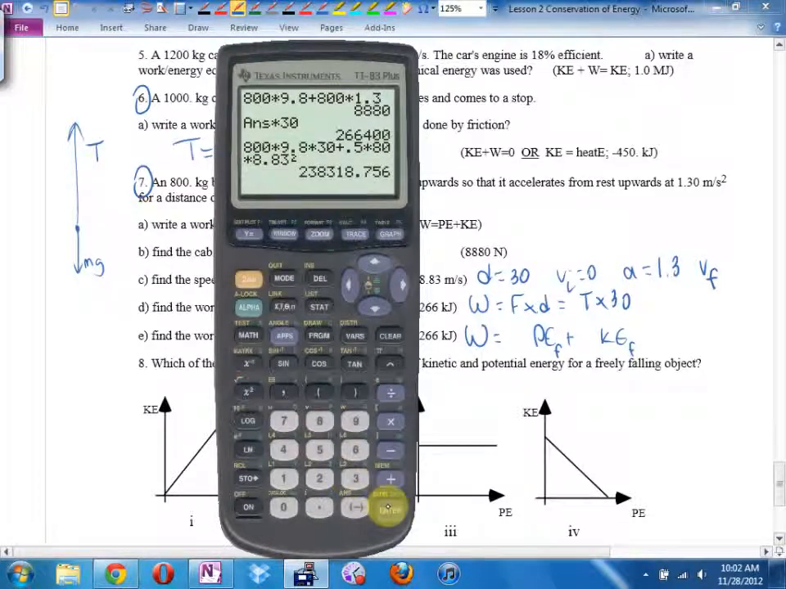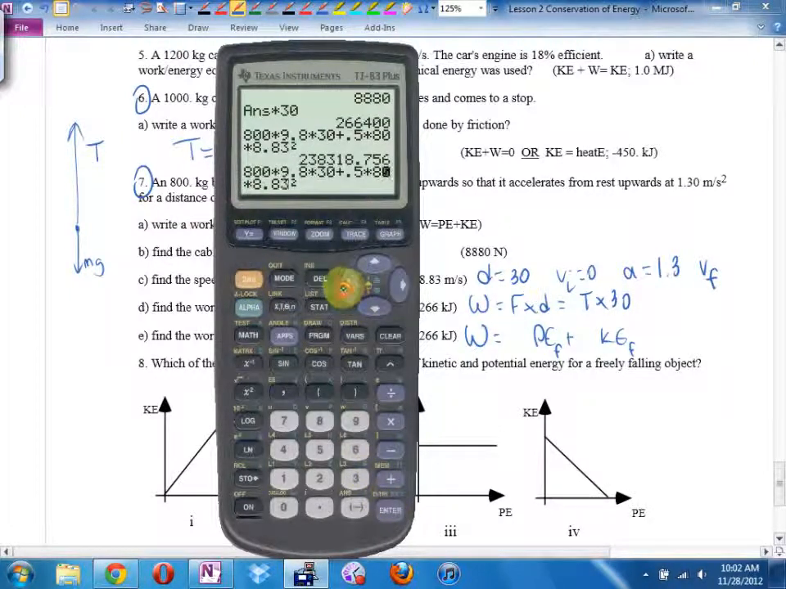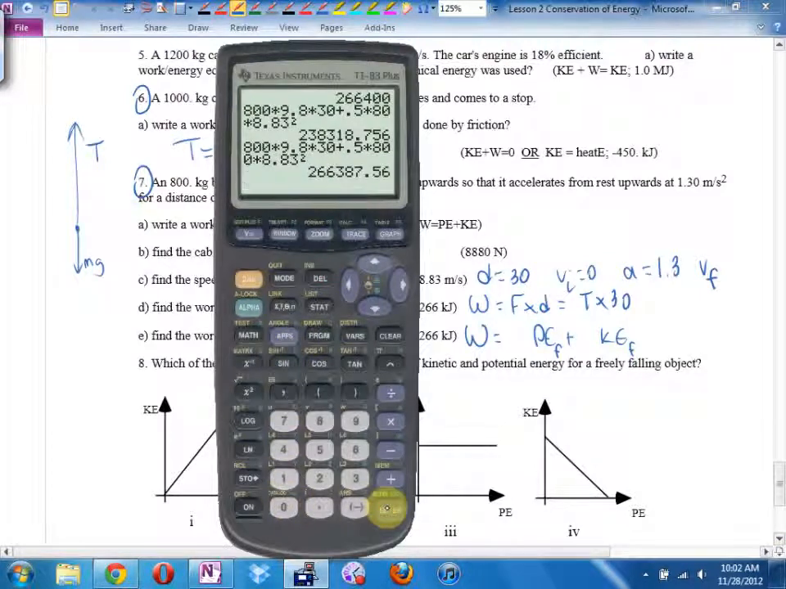And lo and behold, I didn't get the same answer. What did I do wrong? I put an 80 instead of an 800, Mr. Duick. Let's try that again. And lo and behold, I also get the 266,000 or the 266 kilojoules.